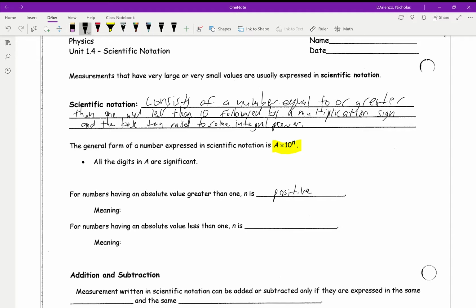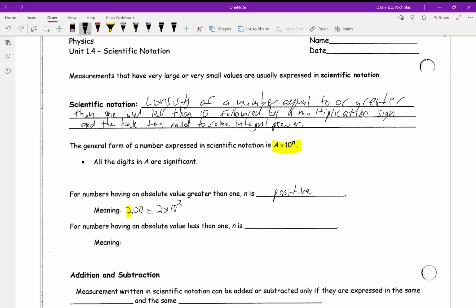So if we start with a number, let's say like 200, 200 itself only has one significant digit. So when we convert this number, we only want one digit in our notation. But we know that n has to be positive because this number here, 200, is greater than 1. So when we convert this, it becomes 2 times 10 raised to the second power.